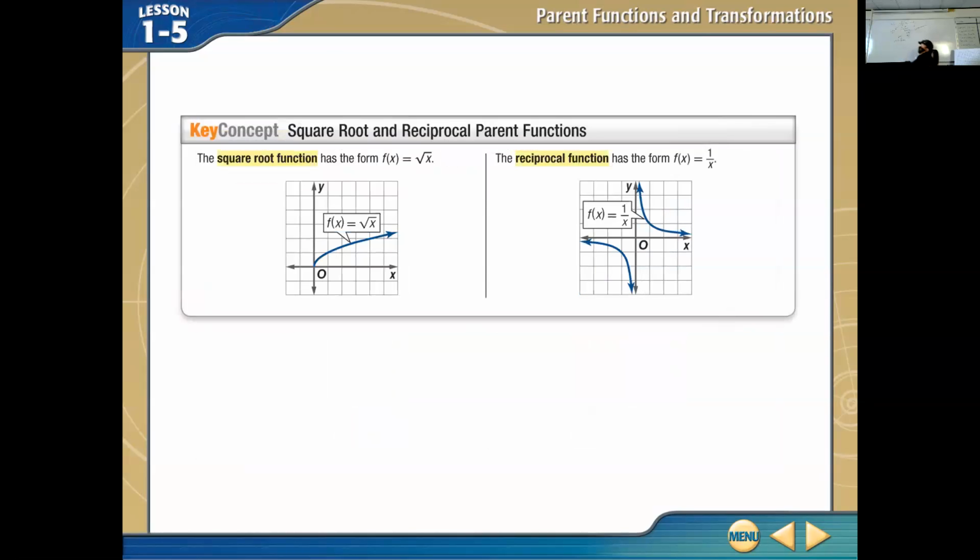Square root function. Okay, has the form f of x is equal to the square root of x. Once again, touches the origin. Okay, you can see this range is also cut off. The domain is cut off. Okay, because we can't take the square root of a negative number and have a real number.